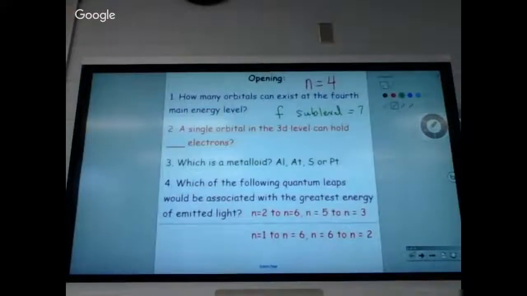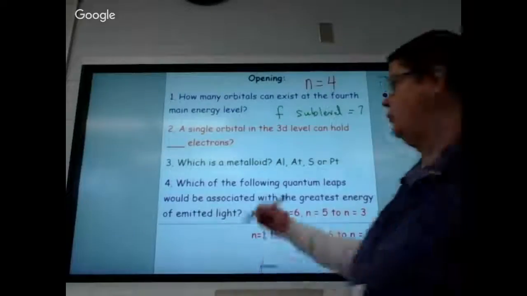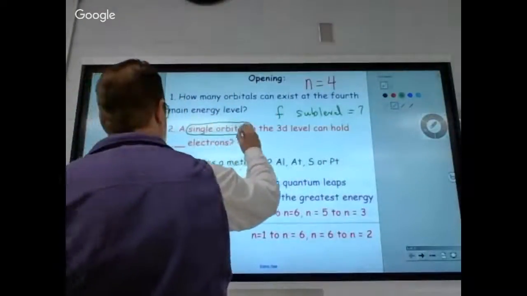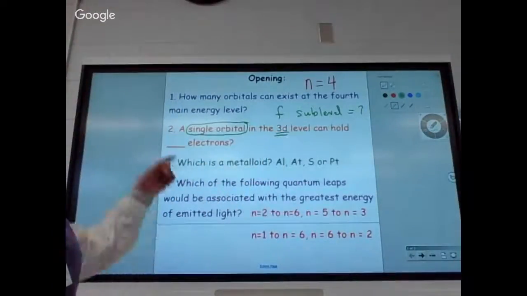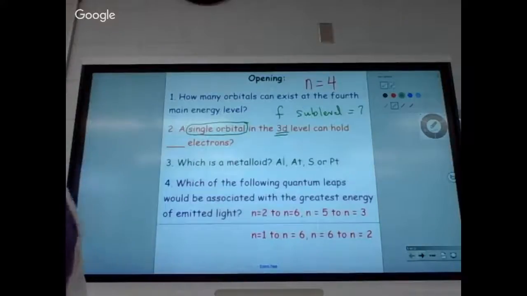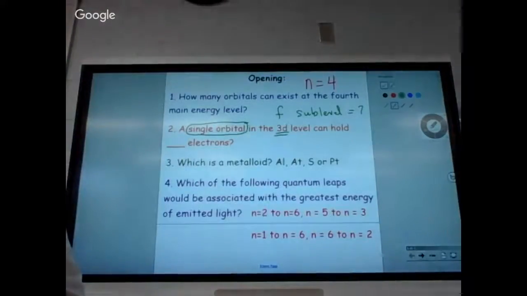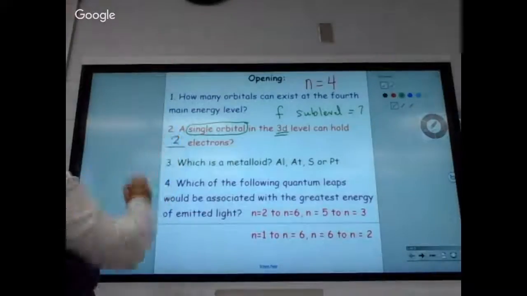So if I go to number 2, a single orbital in 3d can have how many electrons? 2. What's the key word in the question? Single orbital. That right there is the key. It doesn't matter that I said 3d. I said a single orbital. A single orbital can have how many electrons? It can have 2.